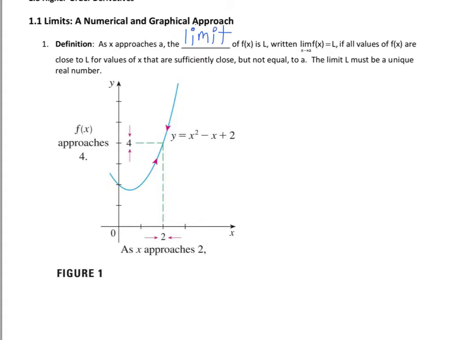of f of x is L, written the limit as x approaches a of f of x equals L. So we got some new notation here. If all values of f of x are close to L for values of x that are sufficiently close but not equal to a, the limit L must be a unique real number. So all this is saying is, as we're getting closer to a value on the x-axis, we want to evaluate what value we're getting close to on the y-axis, looking at a function.